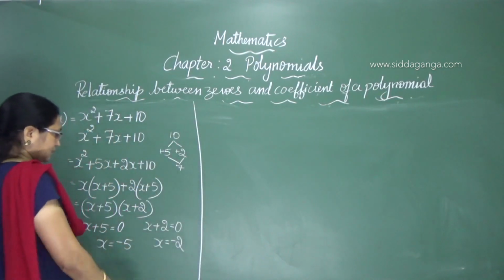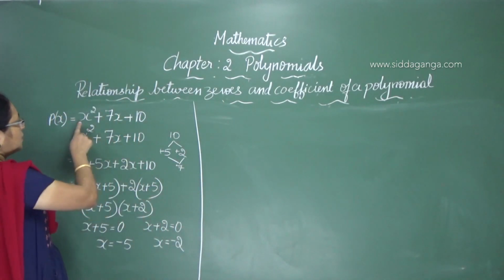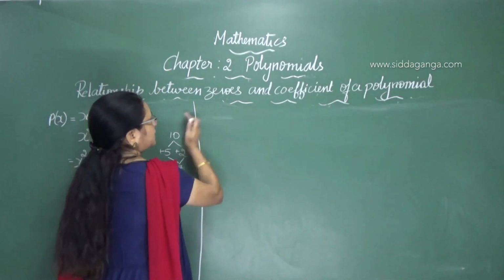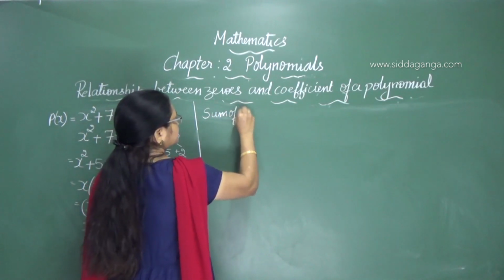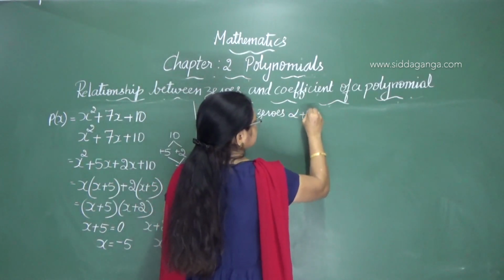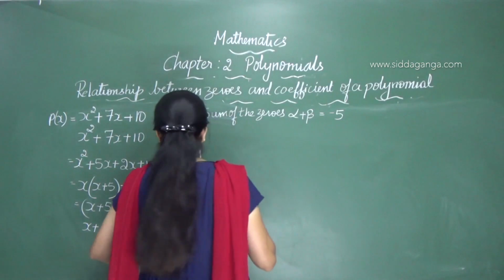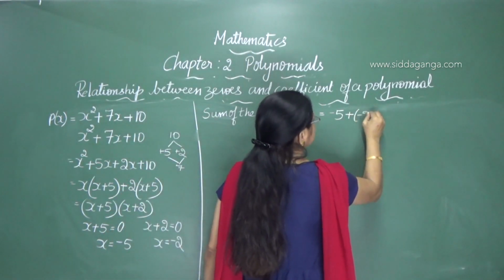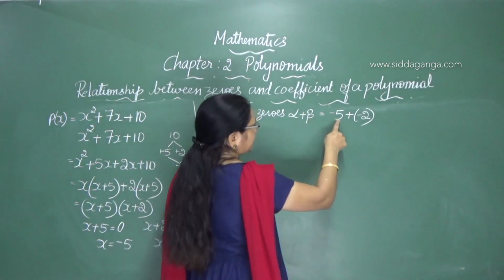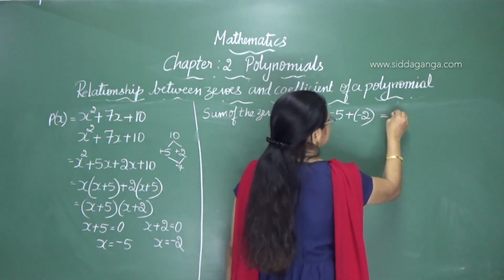Now, just see here, x is equal to minus 5 and x is equal to minus 2 are the zeros of the polynomial x square plus 7x plus 10. Now these are the zeros. Now you have to find out the sum of the zeros. So I told you in the previous sum, alpha and beta, alpha plus beta is equal to minus 5 plus minus 2. I hope you understood. See, minus 5, minus 2 are the zeros of the polynomial. So alpha is minus 5 and beta is minus 2. You are going to add. Means this will become minus 5 minus 2, you will get minus 7.